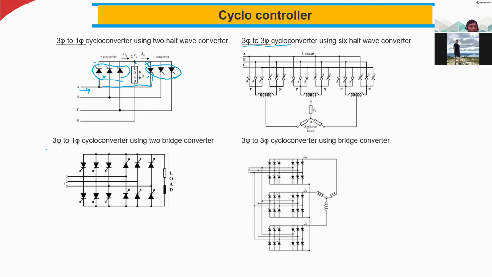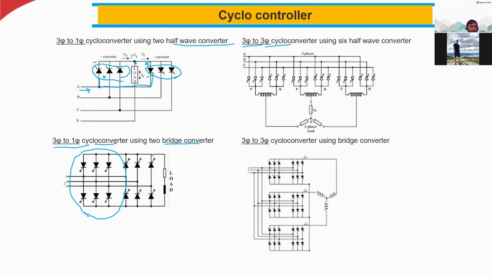Similarly, we have the 3 phase to 3 phase cycloconverter. These use the same logic. And by the way, this is a half wave converter and this is the bridge converter. Bridge means this kind of combination is called a bridge. We have 6 SCRs in one bridge. So we have 2 bridges. It really depends upon where you are applying the input and where you are getting the output.